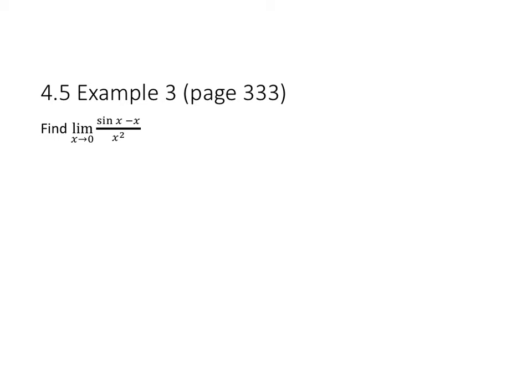Let's take a look at another example, example 3 on page 333. First thing we do is evaluate it separately. The limit as x goes to 0 of sine x minus x. So sine of 0 is 0, minus 0 is still 0. And then I take the limit as x goes to 0 of x squared. That's going to be 0 squared, or 0. So I'm going to get this indeterminate form, so I use L'Hopital's rule.